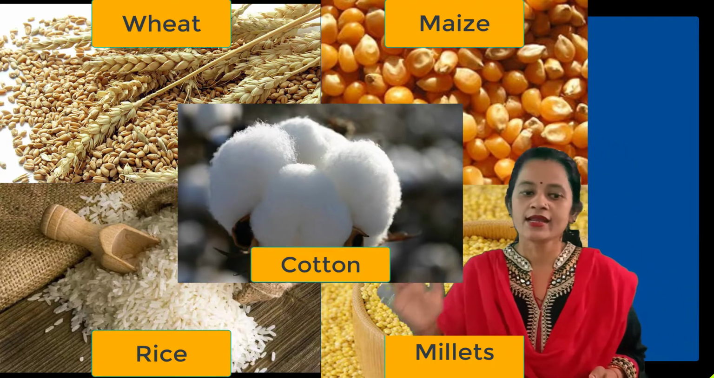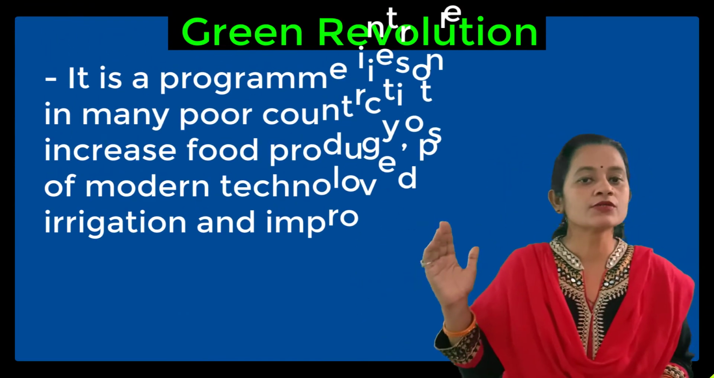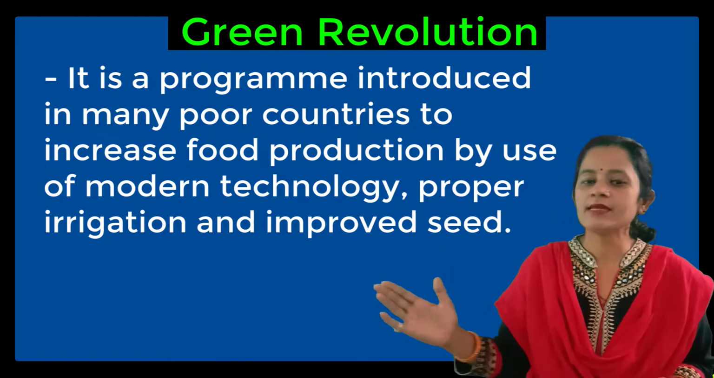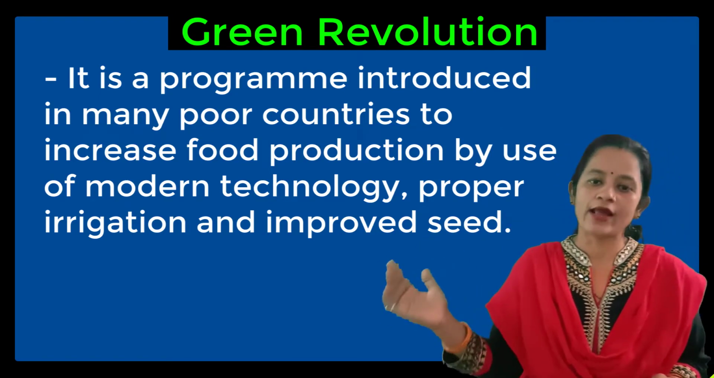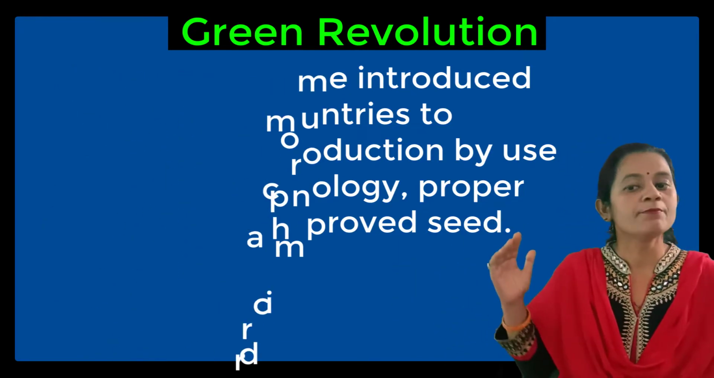Students, we all know that India is an agricultural country. But before Green Revolution, India was not able to produce enough crop to feed its growing population. Old methods of farming were used. But now, India has been able to increase food grain production through Green Revolution. So, we will understand what is Green Revolution. Green Revolution. It is a program introduced in late 1960s in many poor countries to increase food production by use of modern technology, proper irrigation and improved seed.